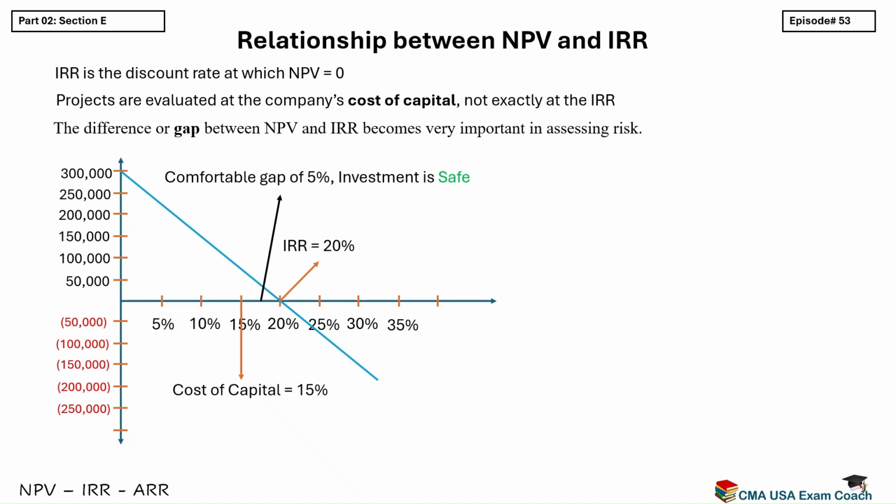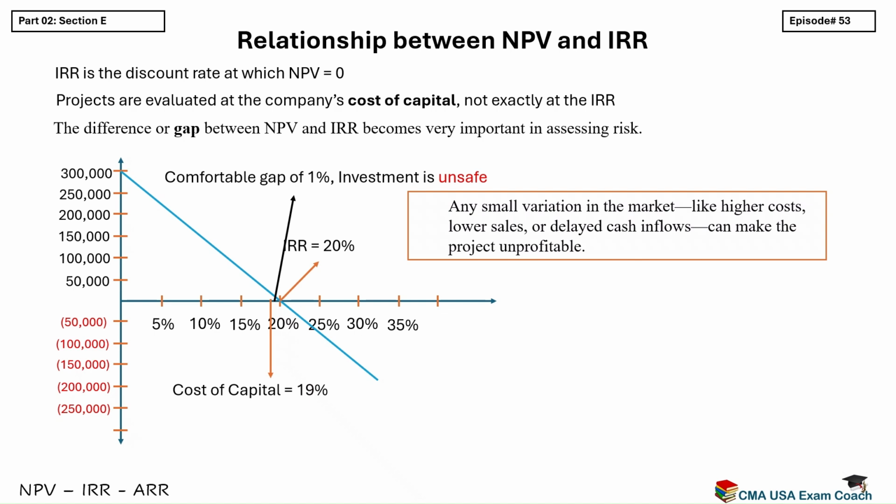On the other hand, when the difference between IRR and the cost of capital is small, and NPV is still positive, the project becomes risky. Even a small negative change in forecasted cash inflows or a slight increase in costs can turn the NPV negative, causing the project to start losing money. For example, if the cost of capital is 19% and IRR is 20%, the margin is only 1%. Any small variation in the market, like higher costs, lower sales, or delayed cash inflows, can make the project unprofitable.